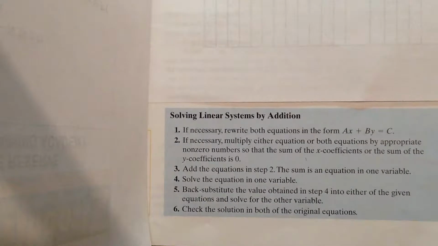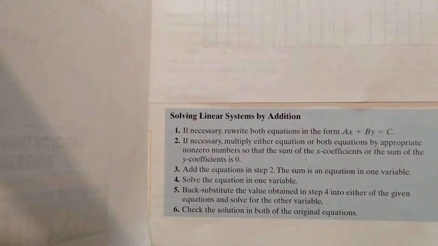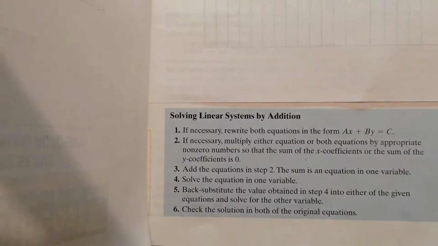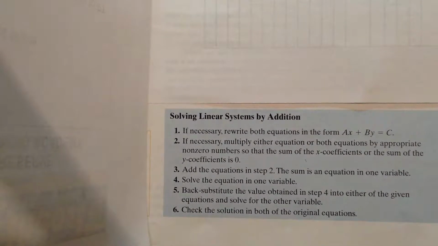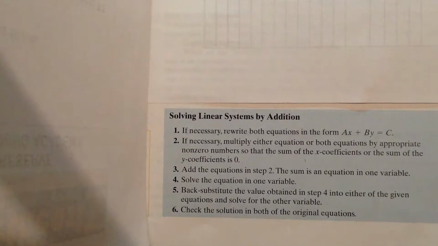Number 2. If necessary, multiply either equation or both equations by appropriate non-zero numbers so that the sum of the x coefficients or the sum of the y coefficients is 0. Step number 3. Add the equations in step 2. The sum is an equation in one variable. Step number 4. Solve the equation in one variable.